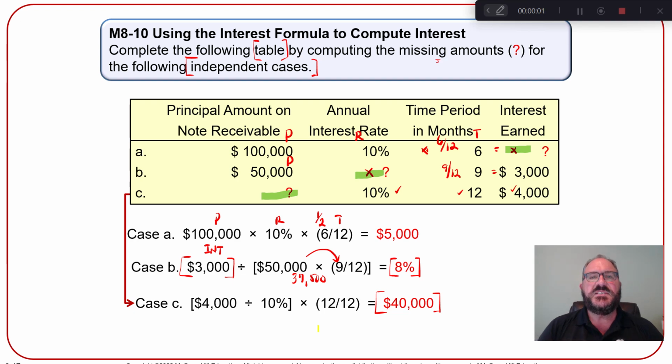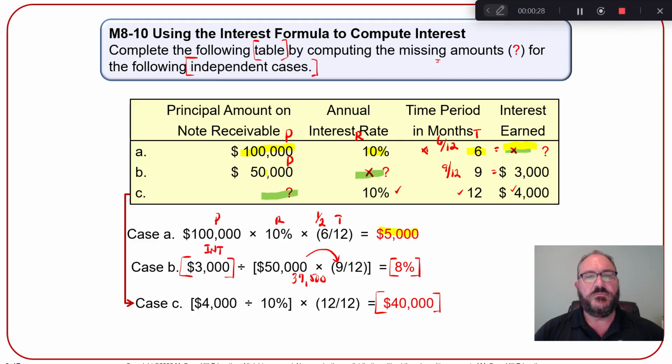All right, folks, let's take a look at some questions from Chapter 8. So in this one, notice what happens. They want you to calculate interest, right? So here we got calculate the missing number. And here's the missing number right over here. So we got $100,000, 10%, 6 months interest. They want to calculate that number, and it turns out to be $5,000, right? So all you got to do is multiply that straight across.